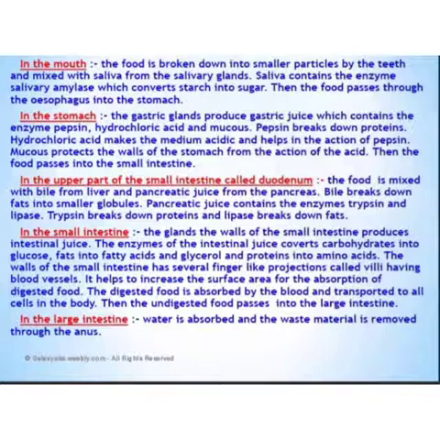In the stomach, the gastric glands produce gastric juice, which contains the enzyme pepsin, hydrochloric acid and mucus. Pepsin breaks down proteins. Hydrochloric acid makes the medium acidic and helps the action of pepsin. Mucus protects the walls of the stomach from the action of the acid.